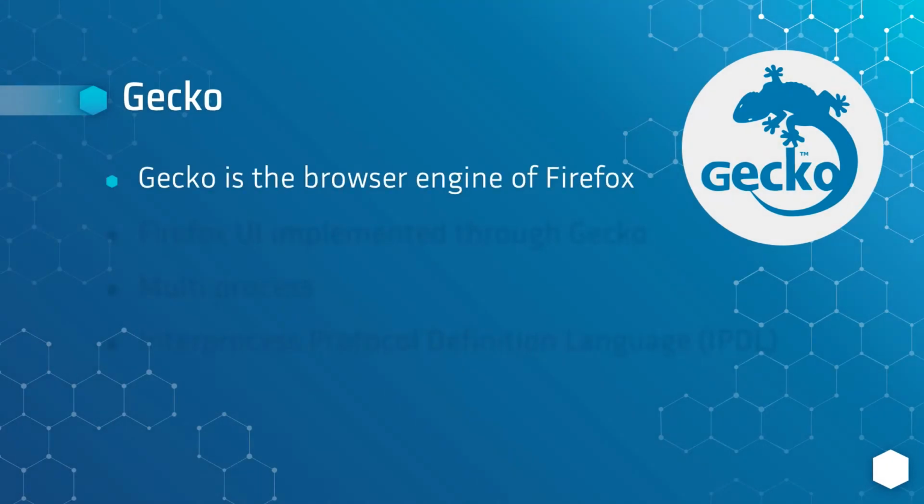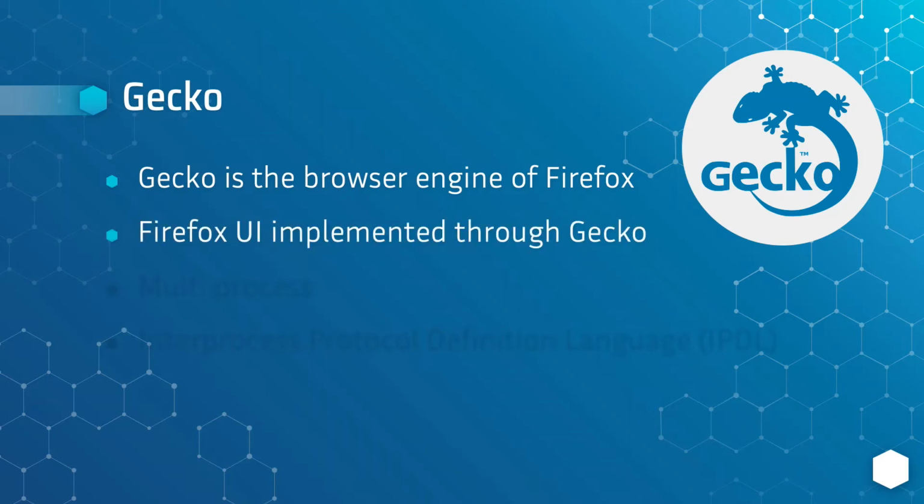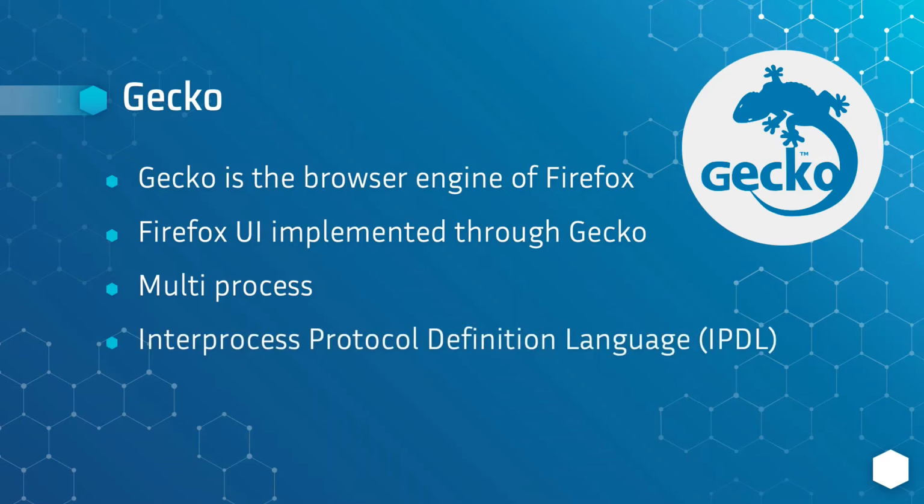Gecko is the browser engine of Firefox. The browser engine is responsible for rendering the web pages that the user wishes to visit. The Gecko engine is also used to draw most of the interface of Firefox. The use of Gecko to render the interface makes it easy to create a cross-platform browser that is easy to maintain. Firefox is multi-process. It uses multiple copies of the browser engine that communicate using IPDL, or Inter-Process Communication Protocol definition language.